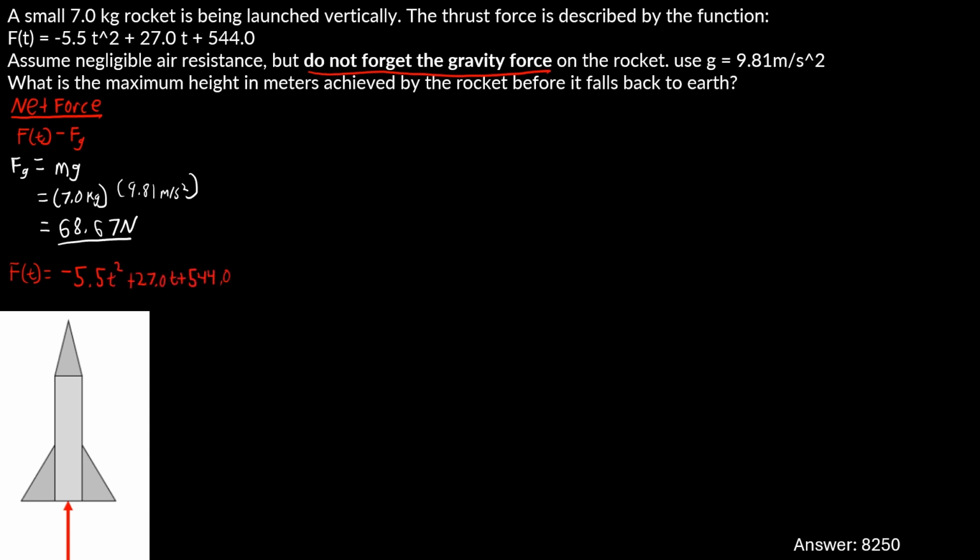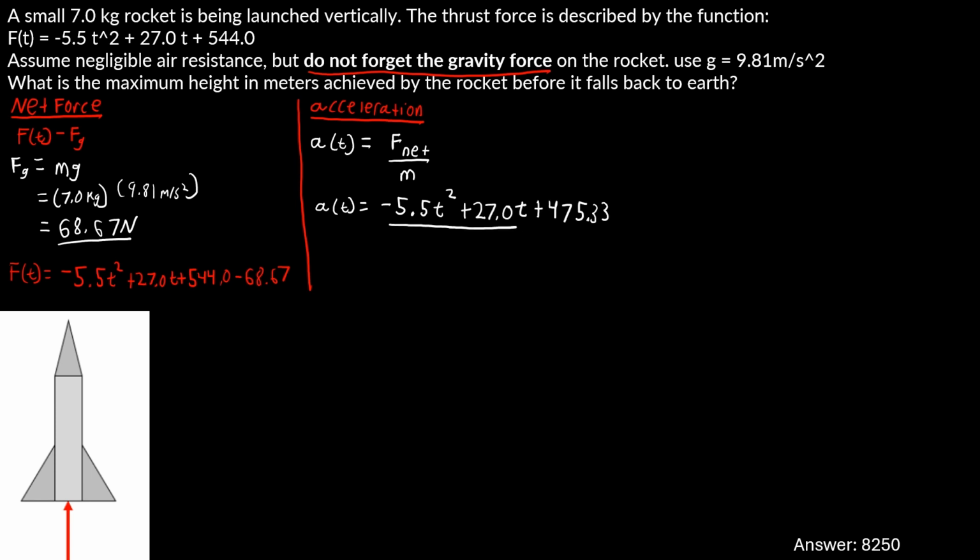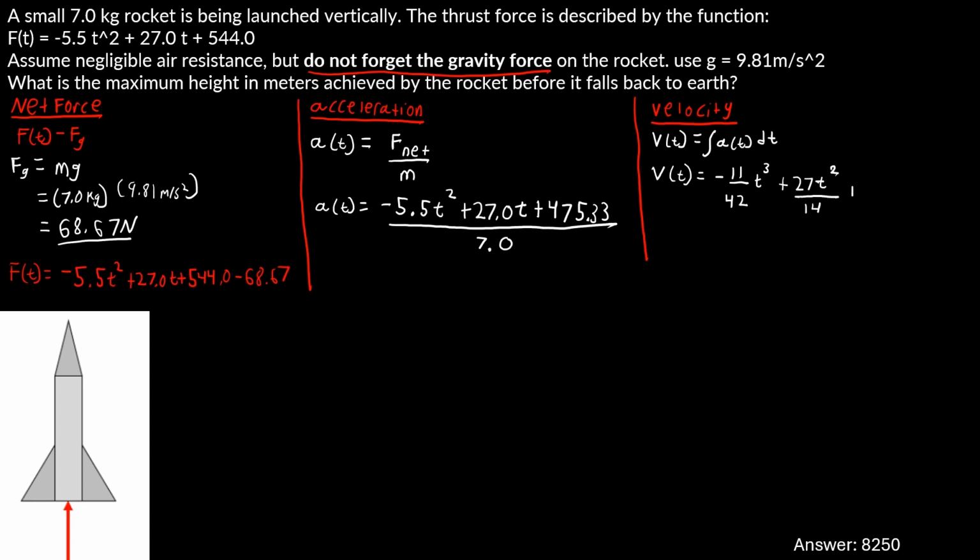Next, we'll use that equation that we just defined to find the acceleration equation. We do that by dividing the equation by its mass, 7 kilograms. We integrate that acceleration equation to get the velocity equation, which gives us -11/42 t³ + 27t²/14 + 679/10 t + c. We have to find out what our c value is using our initial condition that its initial velocity is 0, so our c is 0.